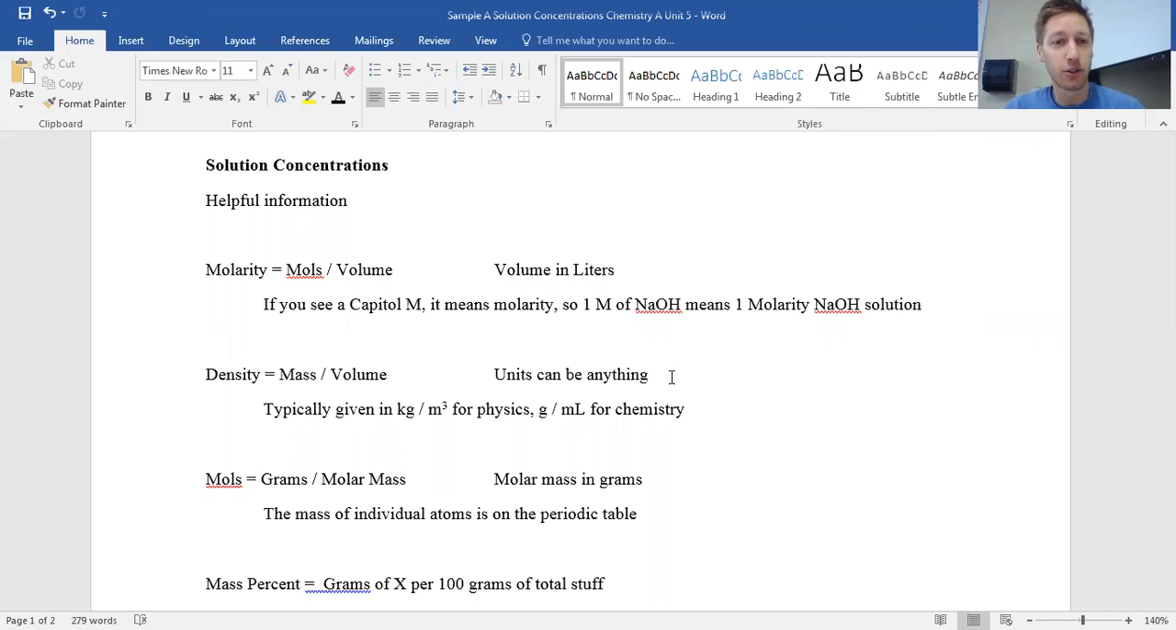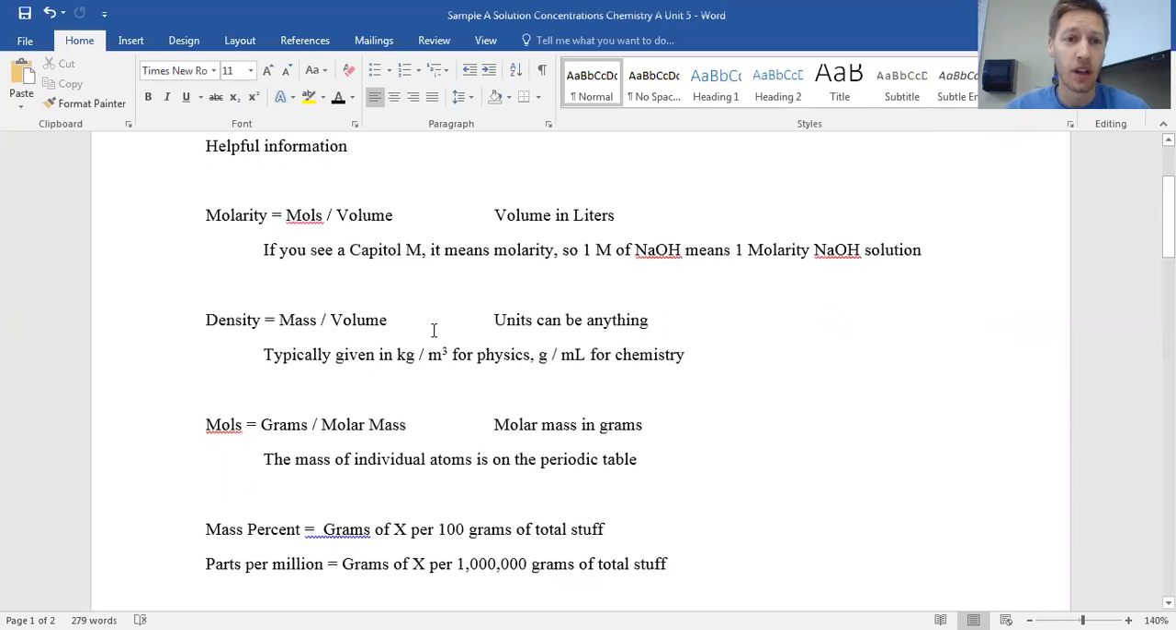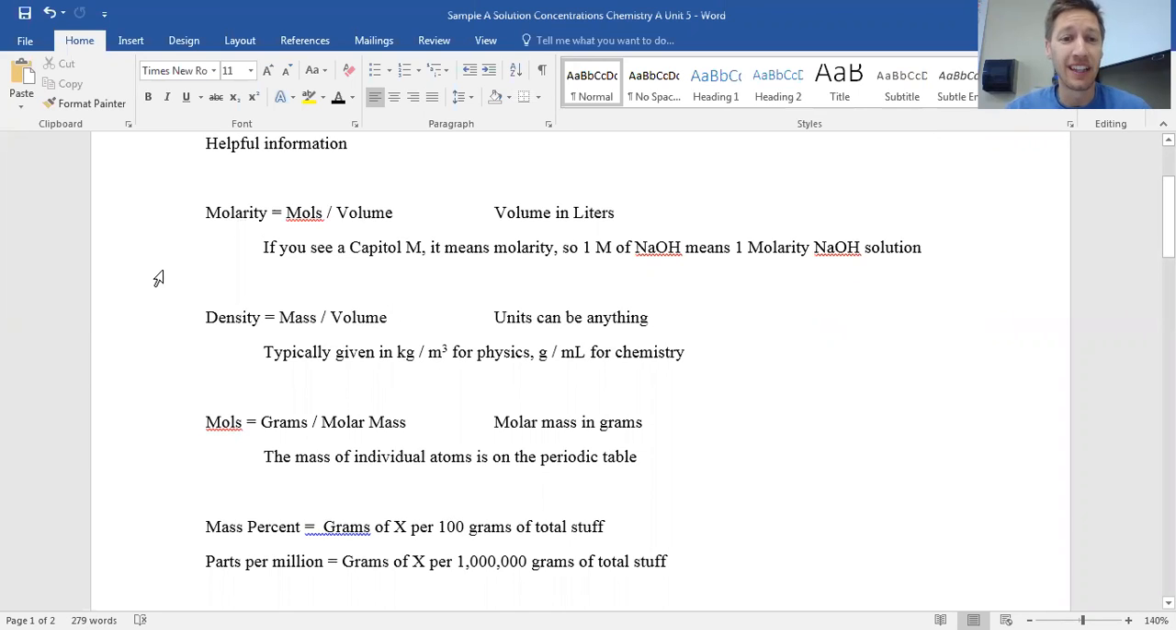Spend a little time talking about solution concentrations. And so this is for Unit 5 of Chemistry. So some helpful information to start. There's a couple different ways we can express solution concentration, how concentrated is something inside of a solution. The most common way in chemistry is talked about in molarity.